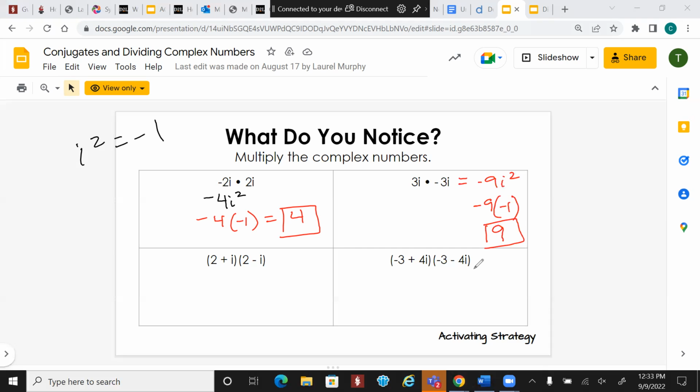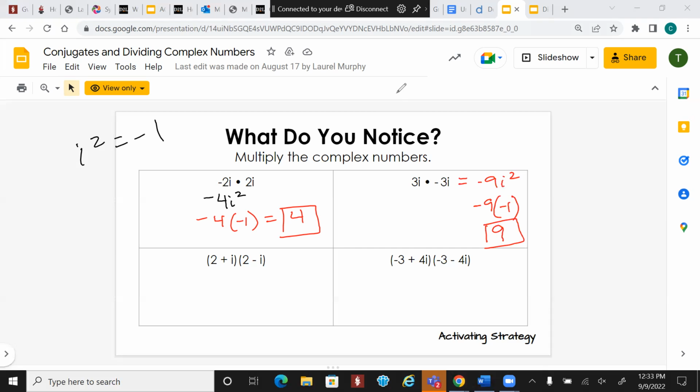Are there any questions about this? Okay, I will not be able to answer, hey, what's I squared on the test? You have to have that memorized. Okay? You have to know that I squared equals -1. On the next part, you can use the box, but I'm also going to show you the distribution method.